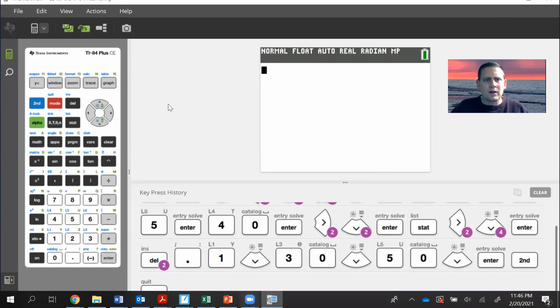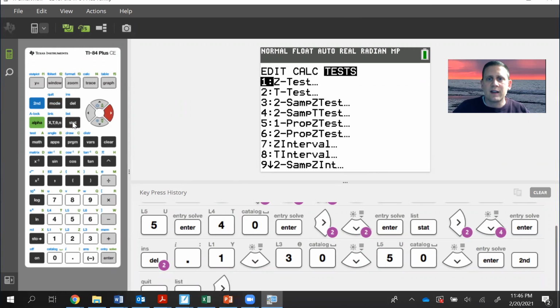Okay, I'm back. I had some technical difficulties getting the calculator pulled up. So once we have our calculator, again, we're just doing the same thing we did by hand, but with a calculator. Anytime you want to run a test, you go to STAT, Tests.